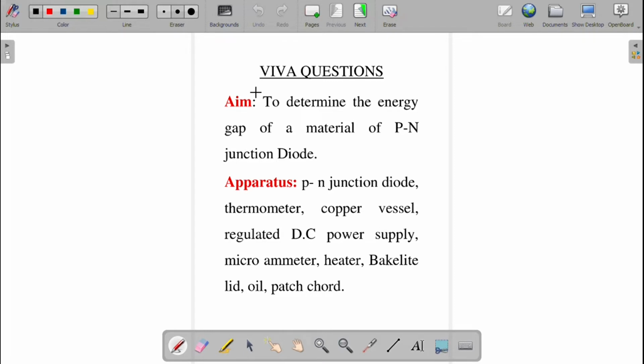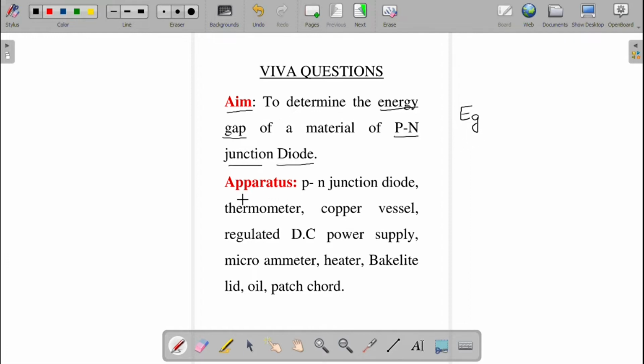Actually, for any experiment, first we should know the aim, apparatus and formula required for this experiment. We will also start from there. So first, what is the aim of the experiment? To determine the energy gap of the material of a PN junction diode. So this is the aim of the experiment. We are going to find the energy gap, EG, of a semiconductor, right?